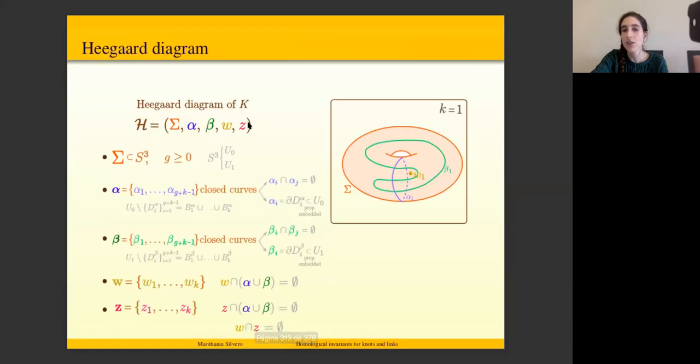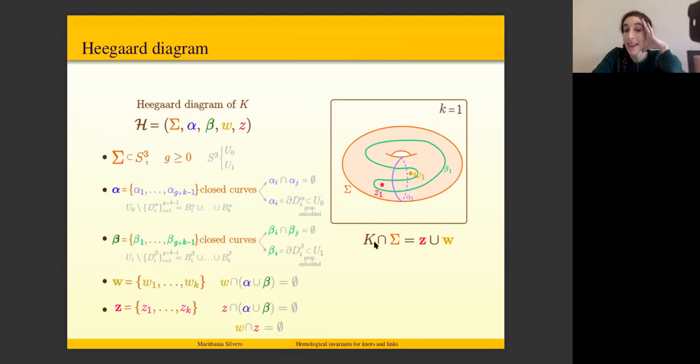And Z is going to be the same, a collection of points disjoint from each other, disjoint from the curves, and disjoint from the W points. Okay, so in this case, I have here Z1. So this is a Heegaard diagram of a knot, but what is the knot? Which knot do I have here?